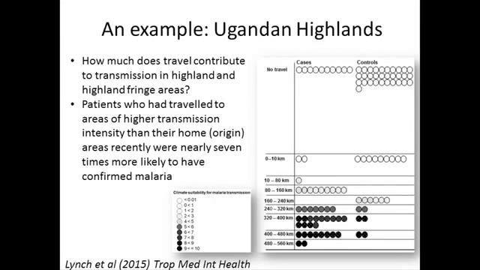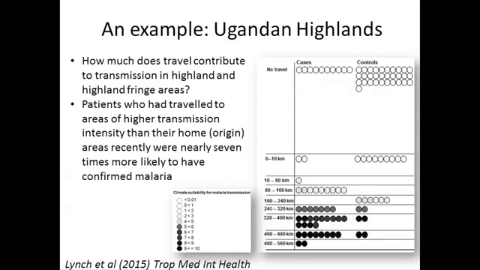And a similar example here, a recent paper by Caroline Lynch in the Ugandan highlands, who are interested in how much does travel contribute to transmission in these highland areas and highland fringe areas. In a case control study, those patients that travel to areas of higher transmission than their home area were 7 times more likely to have confirmed malaria. And it's feasible that this travel and introduction of parasites is sustaining transmission in some of these highland areas.